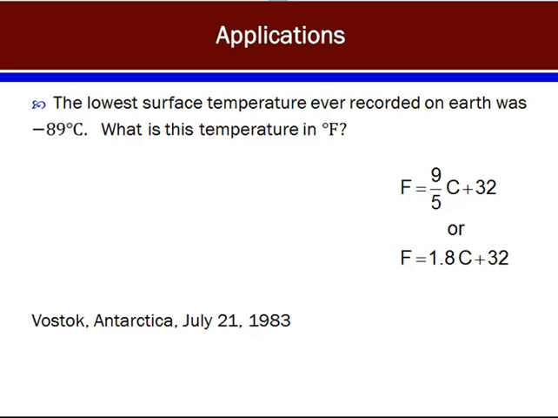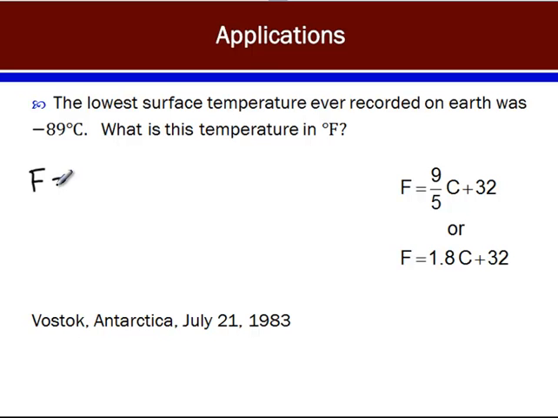So here's an application where we're given a temperature in Celsius that we're going to convert to Fahrenheit. The lowest surface temperature ever recorded on Earth was minus 89 degrees Celsius. What is this temperature in degrees Fahrenheit? And the recording of this was actually in 1983 in Vostok, Antarctica. So we are going to convert to Fahrenheit. We know Celsius, so I'm going to use the decimal formula.